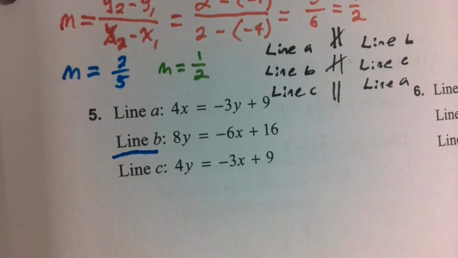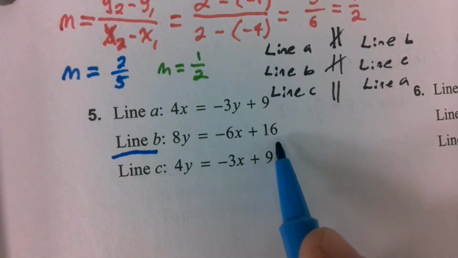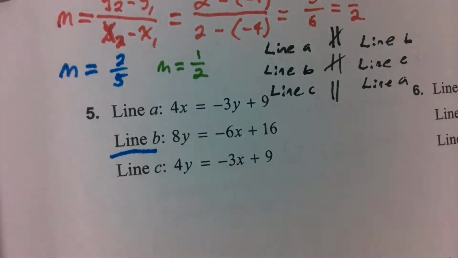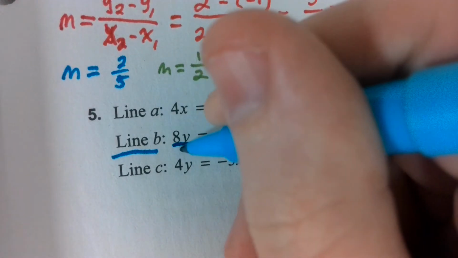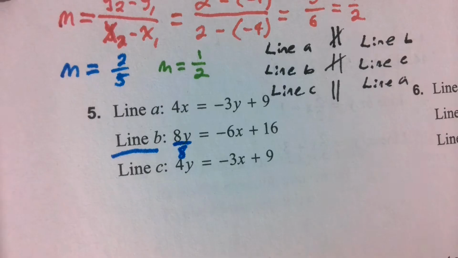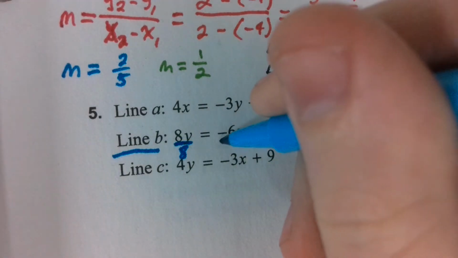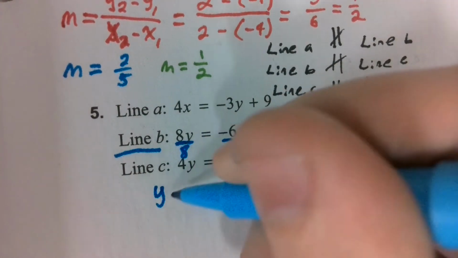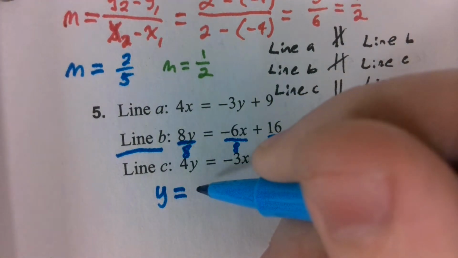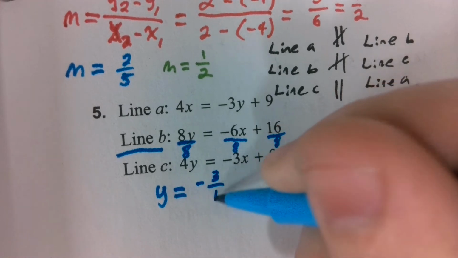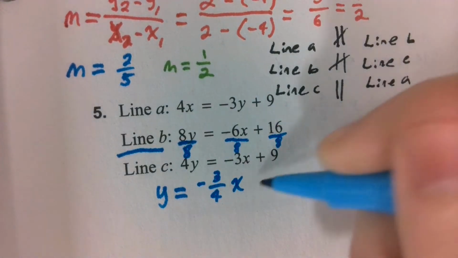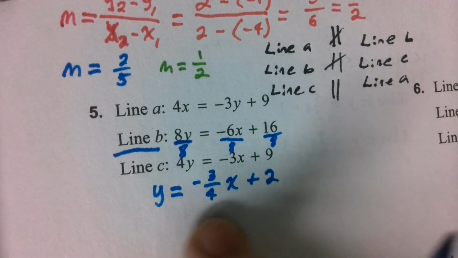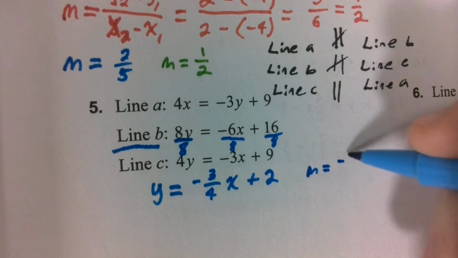Let's take line B, for example. If I have 8y equals negative 6x plus 16, what can I do to put this in slope-intercept form? Well, I have to divide by 8 because in slope-intercept form, the y is by itself. But that also means I have to divide everything by 8. That'll give us y equals negative 6 divided by 8, which we can rewrite as negative 3 divided by 4, x, and 16 divided by 8 is 2. We don't care about this plus 2, though. All we care about is that the slope, m, is negative 3/4.